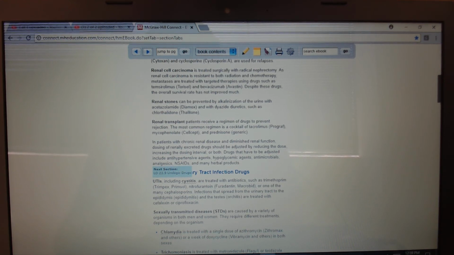Renal stones can be prevented by alkalinization of the urine with acetazolamide, Diamox, and with thiazide diuretics such as chlorthalidone, which is Thalitone. Renal transplant patients receive a regimen of drugs to prevent rejection. The most common regimen is a cocktail of tacrolimus, Prograf, mycophenolate, CellCept, and prednisone, which is generic.